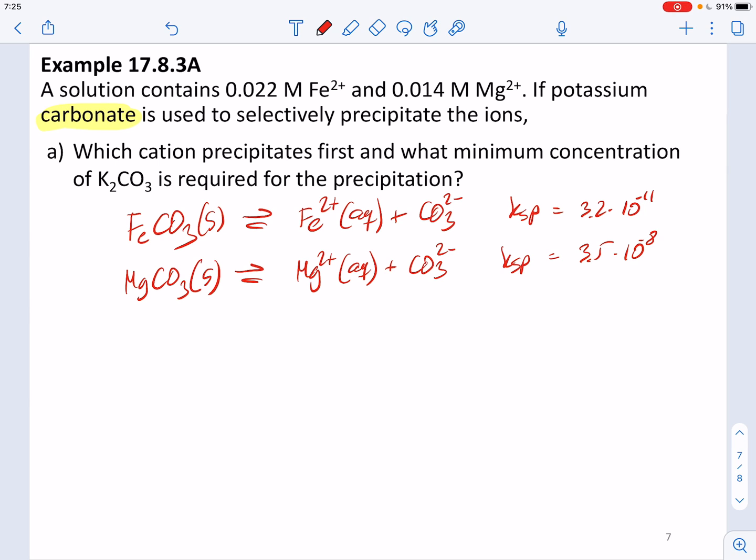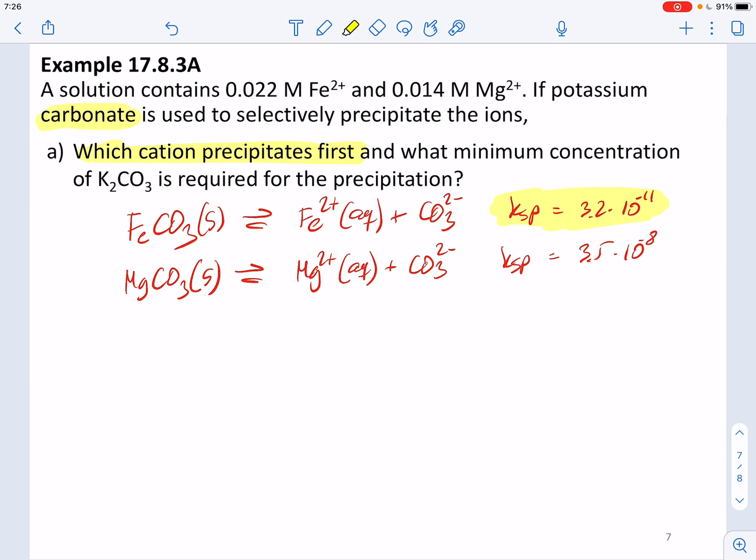All right, so the first question here: which cation precipitates first? Since they have the same stoichiometry, you can compare the KSPs directly. So the one that precipitates first is the one with the smallest KSP, and that would be iron carbonate. Or more specifically, iron is the cation that is going to precipitate first. Why? Because KSP is smaller.